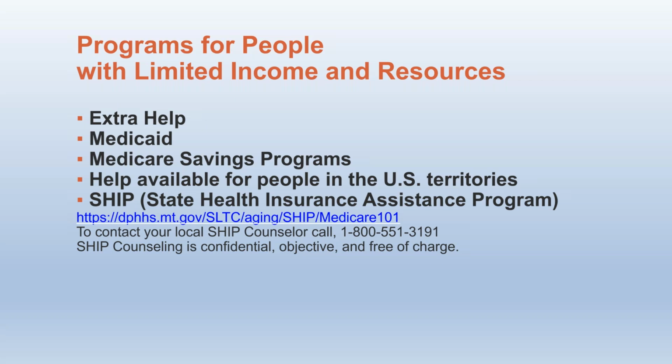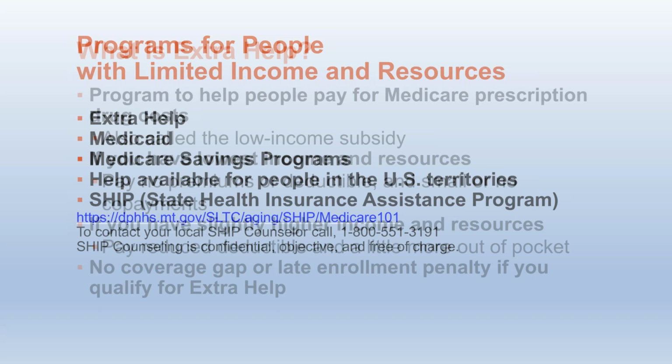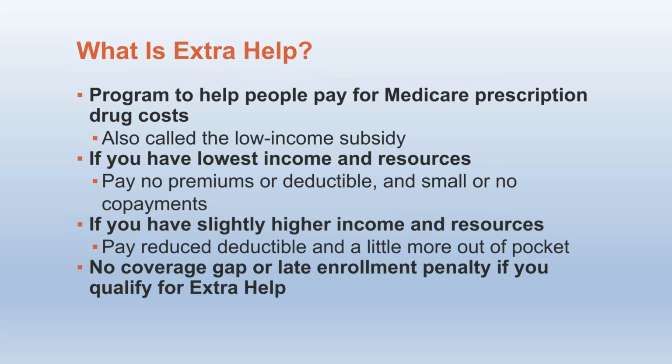Extra Help is a program to help people pay for Medicare prescription drug costs, also known as a low-income subsidy. If you have lowest income and resources, you pay no premiums or deductible and a small or no copayment. If you have slightly higher income and resources, you will pay a reduced deductible and a little bit more out of pocket. You would not be responsible for the coverage gap or the late enrollment penalty if you qualify for Extra Help.